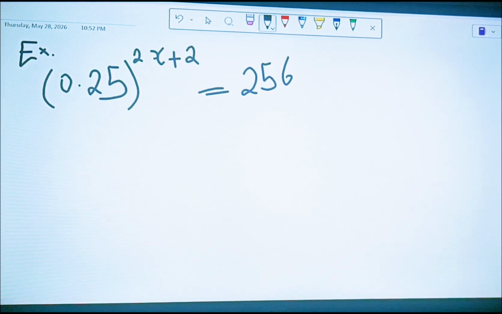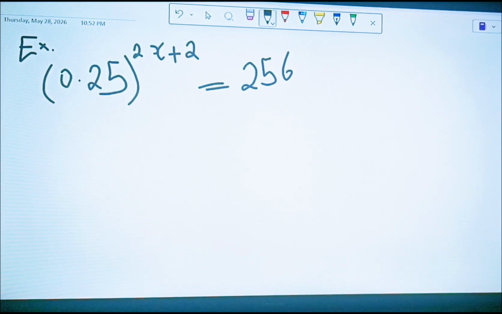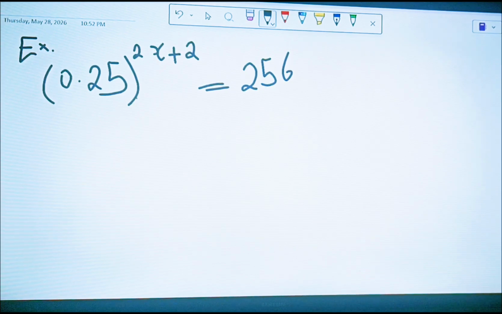So welcome to today's class. This was the exercise that you were given. That's from the previous lesson. So let's solve it together before we move to the next class. You're asked to solve for the value of x from this expression.